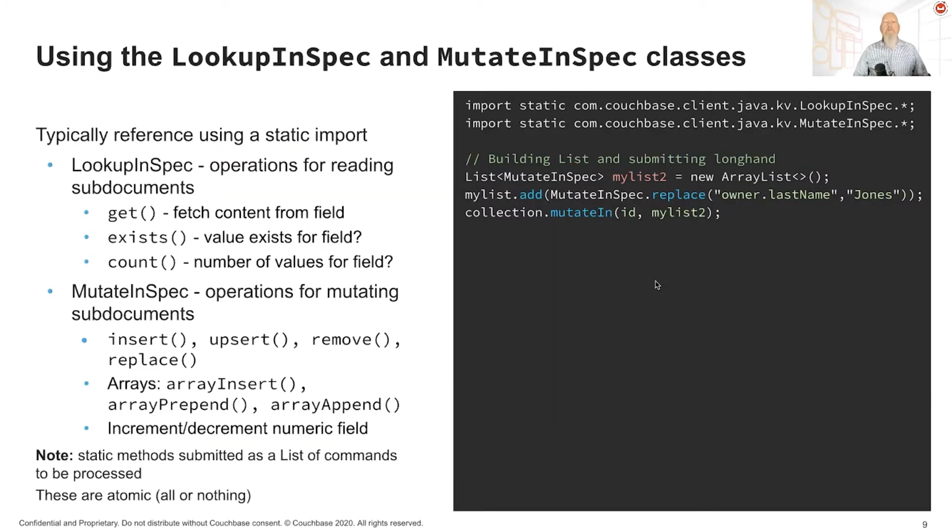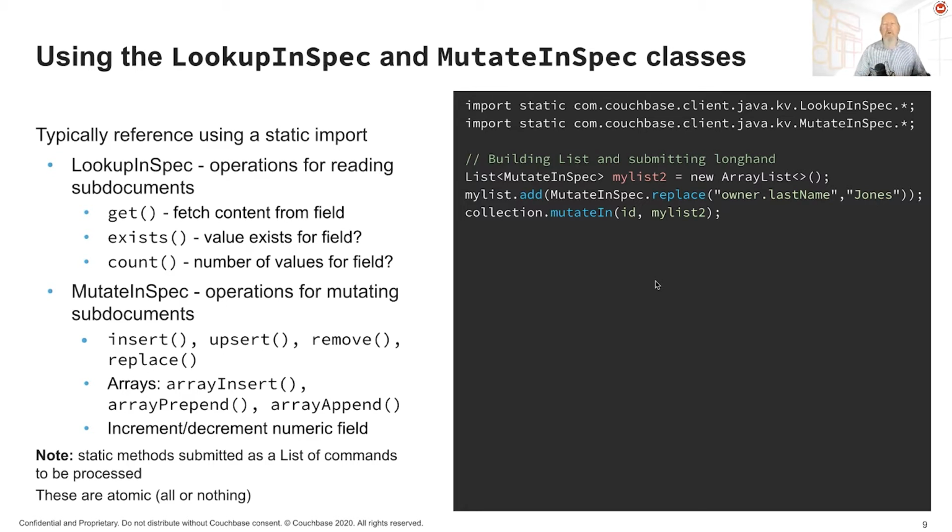Now, as we move into this, let's take a look at the details of the LookupInSpec and the MutateInSpec. LookupInSpec and MutateInSpec are classes that contain static methods. These static methods are the mutating or non-mutating operations that can be performed. So LookupInSpec has a set of static methods called get, exists, count. MutateInSpec has a set of static methods called insert, upsert, remove, replace, and so on. So that's basically how these are defined.